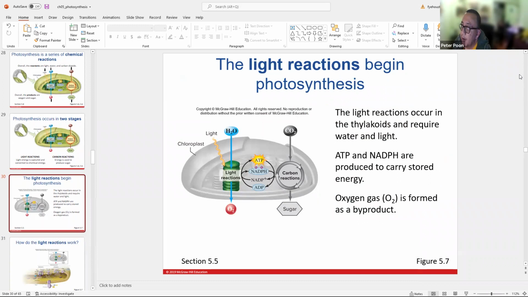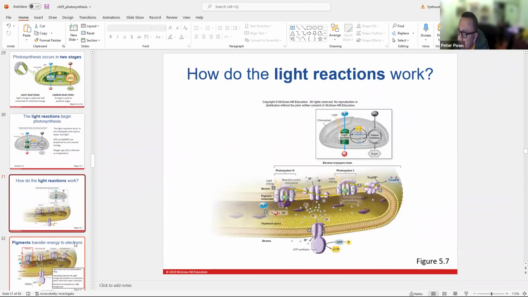First off, the light reactions begin photosynthesis. The light reactions occur in the thylakoid membranes and require water and light. ATP and NADPH are produced to carry stored energy. Oxygen gas is formed as a byproduct. So let's look right here. How does this work?